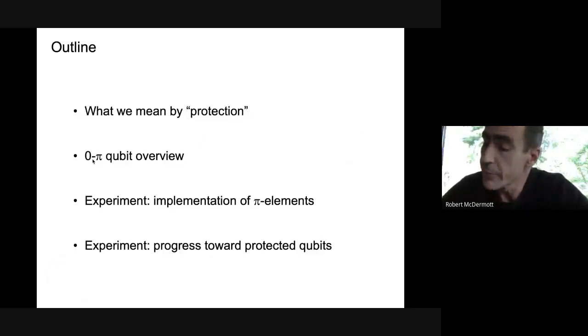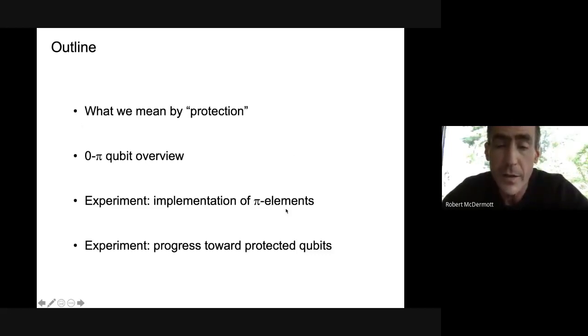So here's an outline for the talk, and I'll begin with just a brief discussion of what we mean when we say protection. As Michel was saying, I think for a protected qubit, the critical thing is that you are able to suppress all errors, not just one class of error. I will present the criteria for achieving full protection generically, and then I'll focus on this 0 pi implementation. And then in the second part of the talk, I'll describe our experimental progress towards realizing the 0 pi qubit.